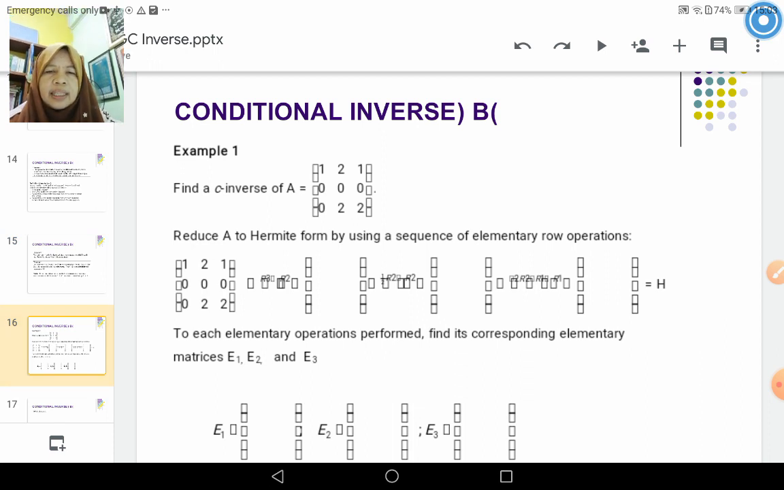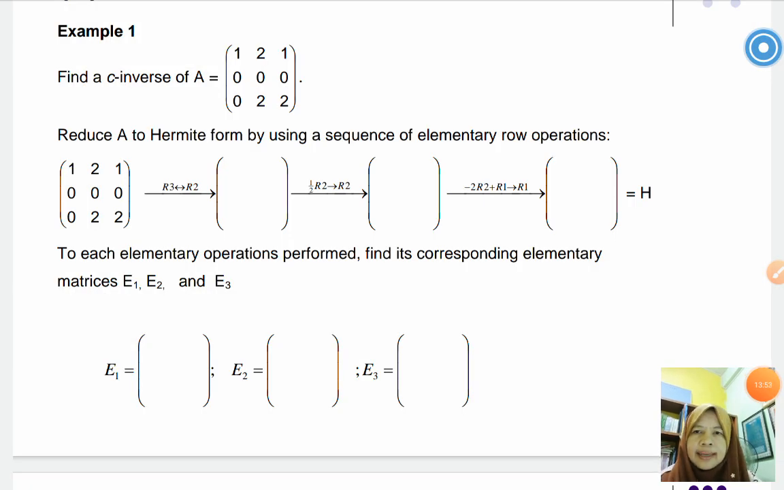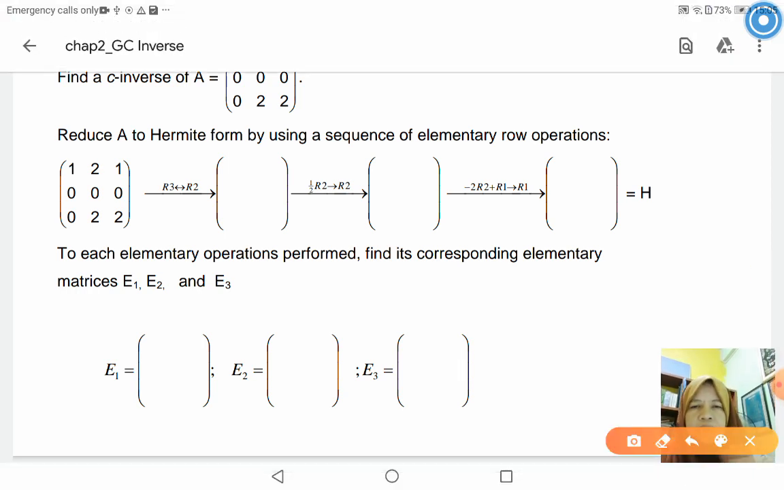Alright, let me see the examples. Okay, let's see this example. Sorry, I have to change to PDF form because there is an error in PowerPoint.